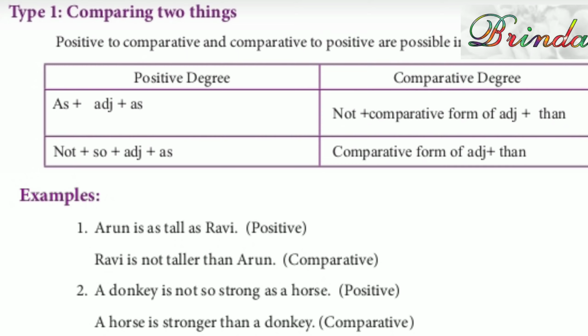Second one, a donkey is not so strong as a horse. A donkey is stronger than a horse. Okay, so taller than, that is comparative degree. Second type you can say is no other. So comparative degree means when we compare, usage of adjective and than any other. Okay, superlative is when we use the plus superlative form of adjective.